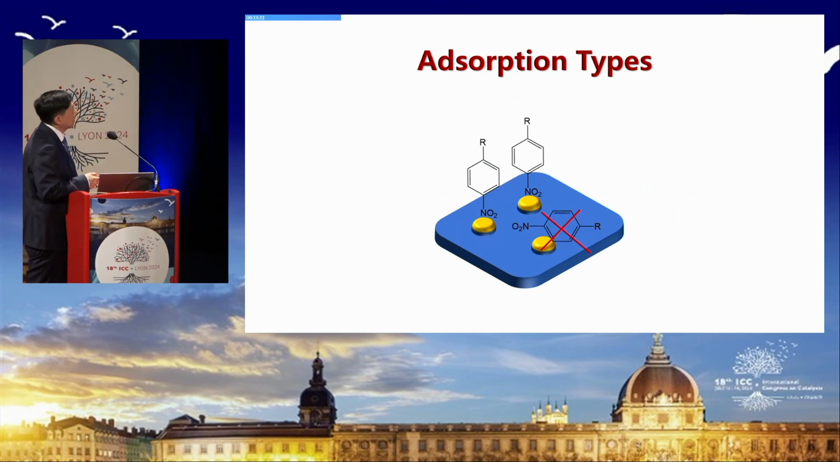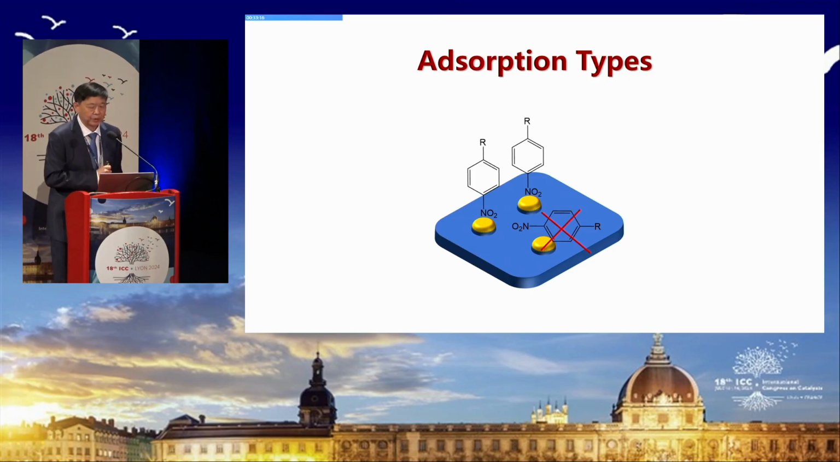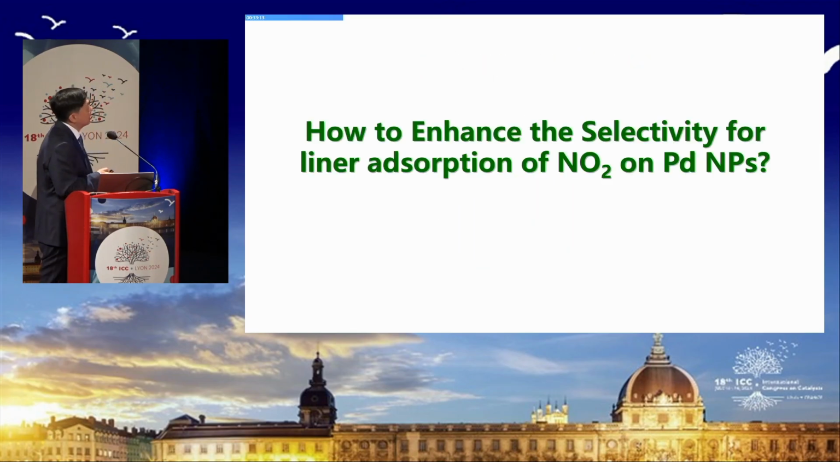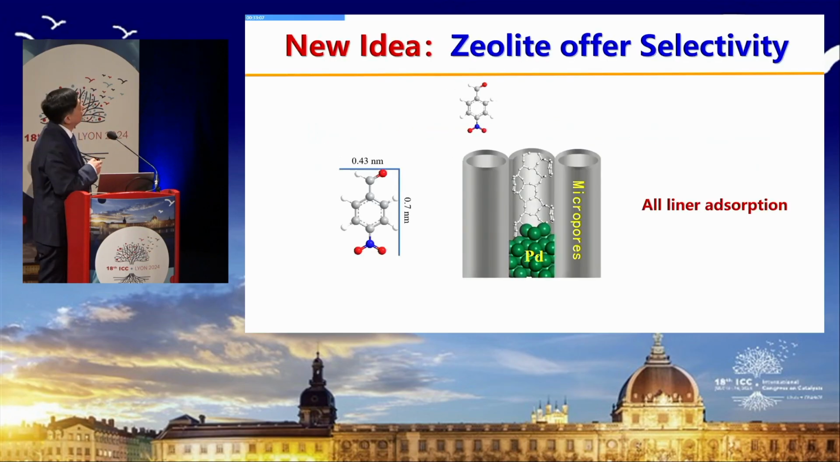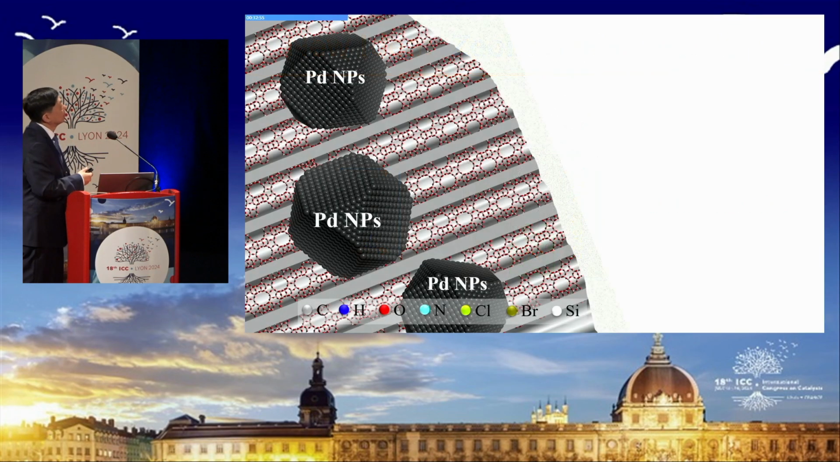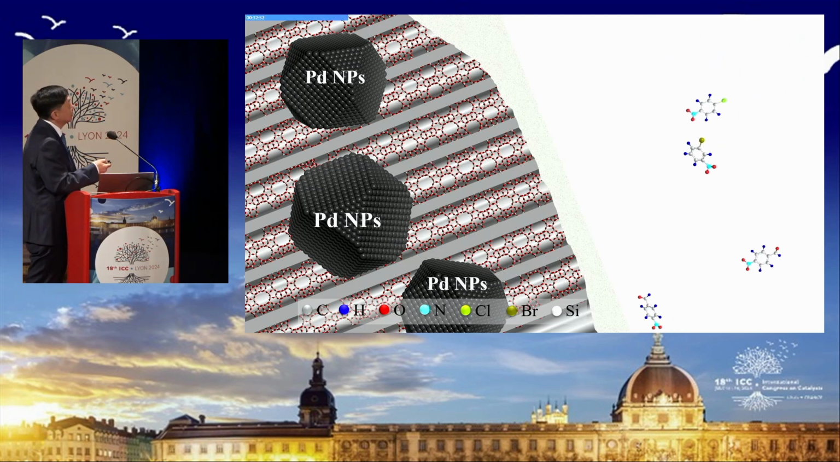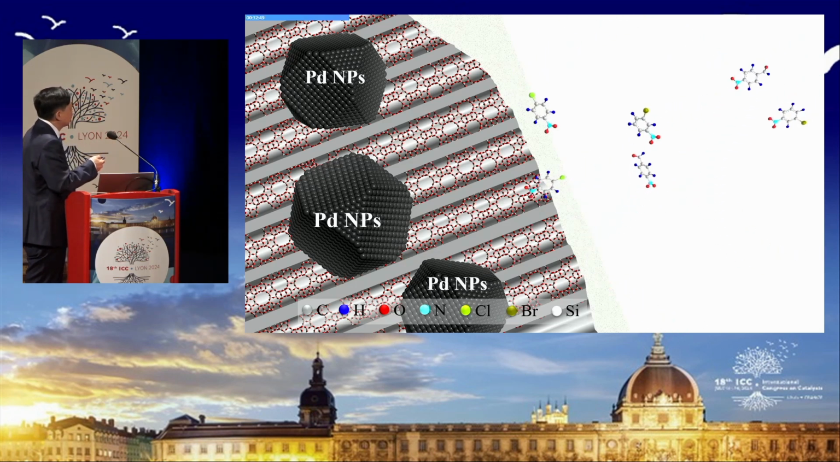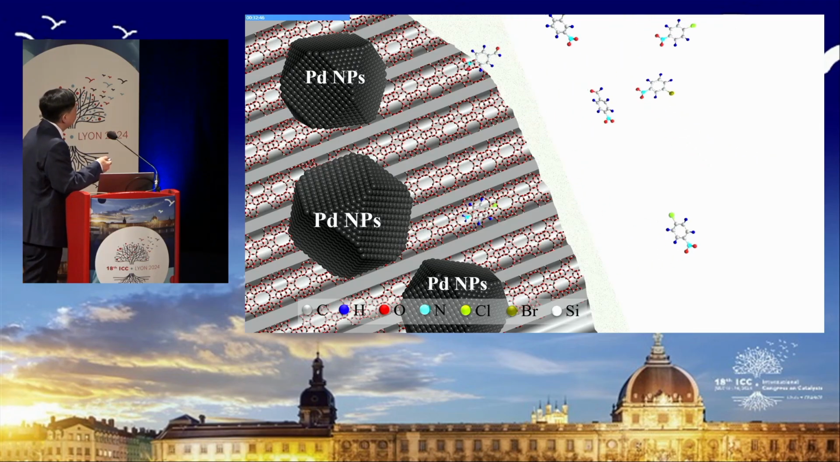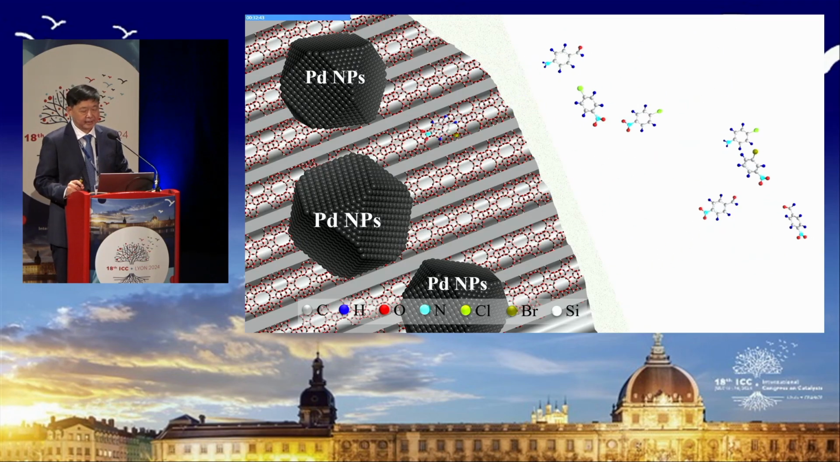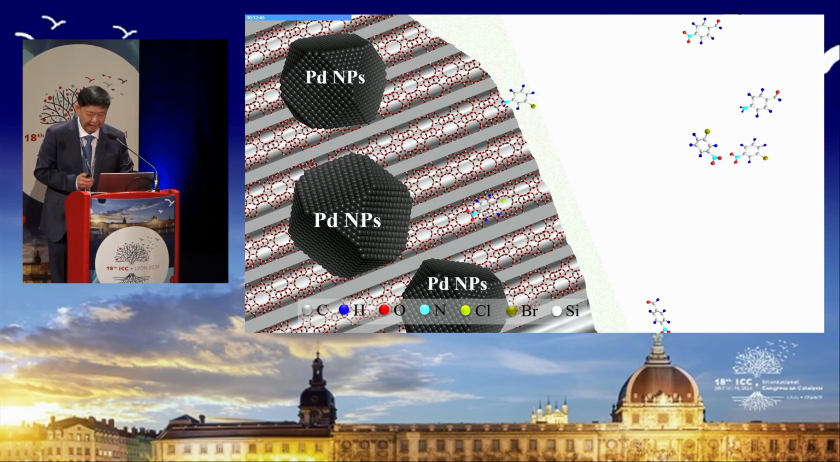As for adsorption type, flat adsorption gives a byproduct, but linear adsorption always gives our desirable product. But how to enhance the selectivity for linear adsorption? This is the question. So we had a new idea: use zeolite micropores. Zeolite micropores give just one choice, shape-selective, giving linear adsorption. So with all linear adsorption, the substrate goes linearly into the zeolite framework pore to get our desirable product. This uses the zeolite micropore shape selectivity.